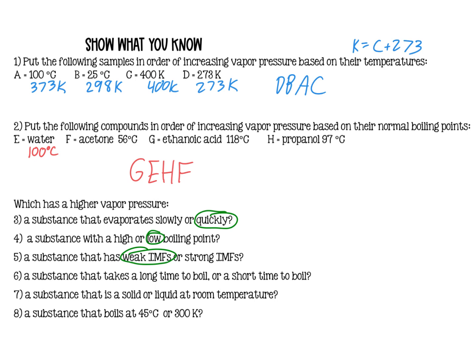Substances that take a short time to boil have low boiling points and therefore have more vapor pressure. Substances that are liquid at room temperature have weaker intermolecular forces and therefore have higher vapor pressure. They evaporate more readily. For number 8, you are comparing 45 degrees Celsius, which is 318 Kelvin, to 300 Kelvin. The lower boiling point of 300 Kelvin is going to have the higher vapor pressure.